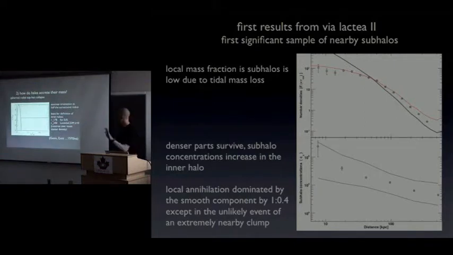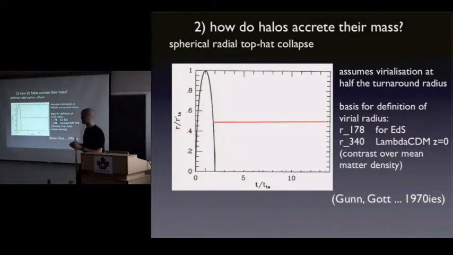Okay, so these were sort of the redshift zero results. It's all based on the final output. Now I'll talk a little bit on how the system gets to this final state, and I'll compare with very simple analytical models and ideas that have been around for a long time. So one of the models is the spherical radial top hat collapse.